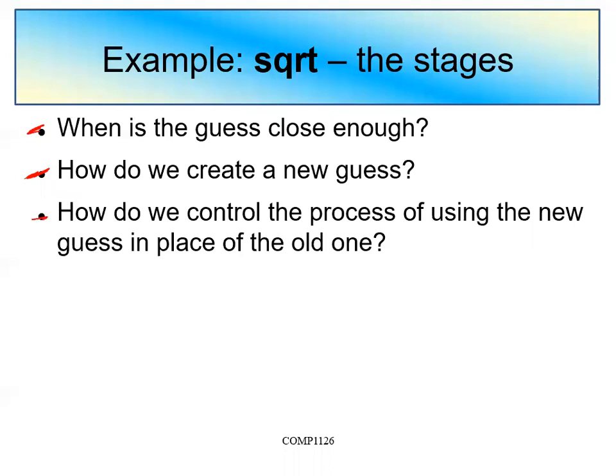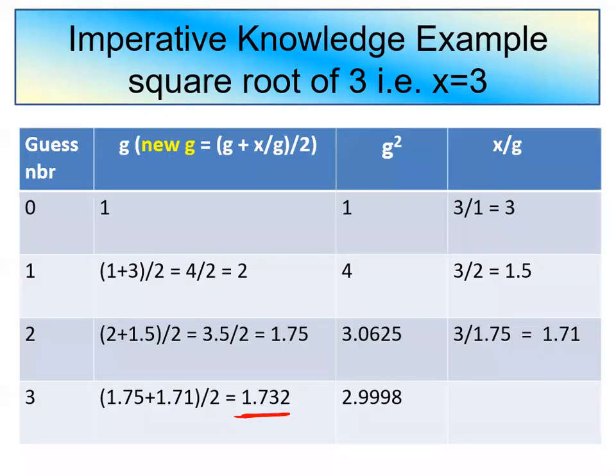The other question, how do we control the process of using the new guess in place of the old one? We have some sort of while loop going there. We can imagine that, right? So we have some while loop, it keeps going, and it has a condition. Any while loop or any loop has a condition at which it's going to stop, right? So each time it goes back into the loop, you have to keep changing that number that it's going to be working with.